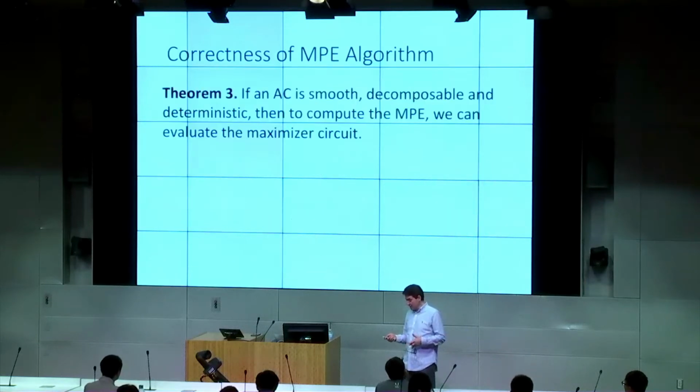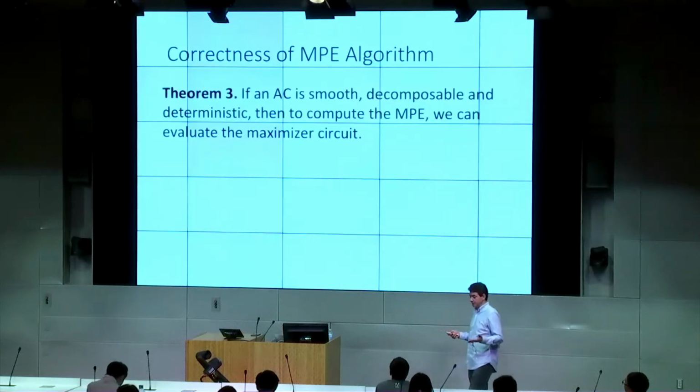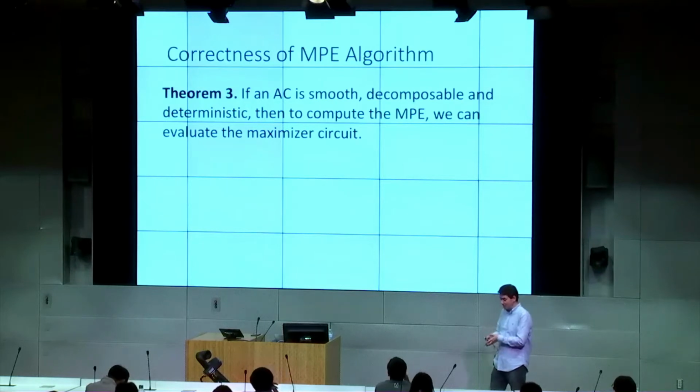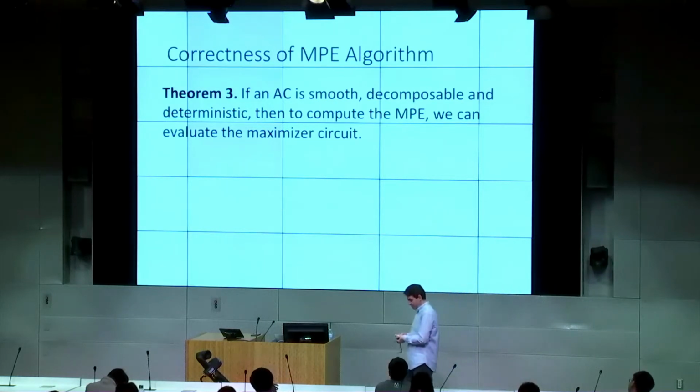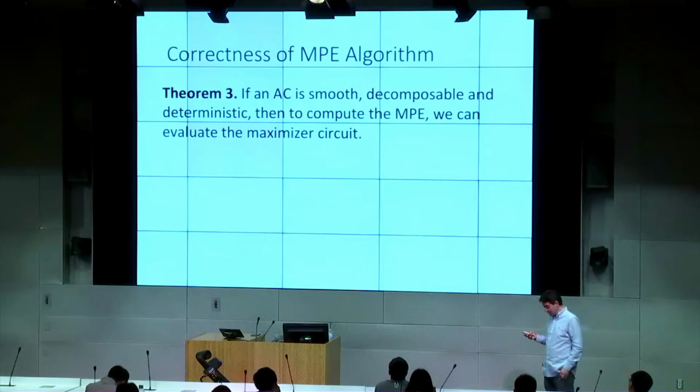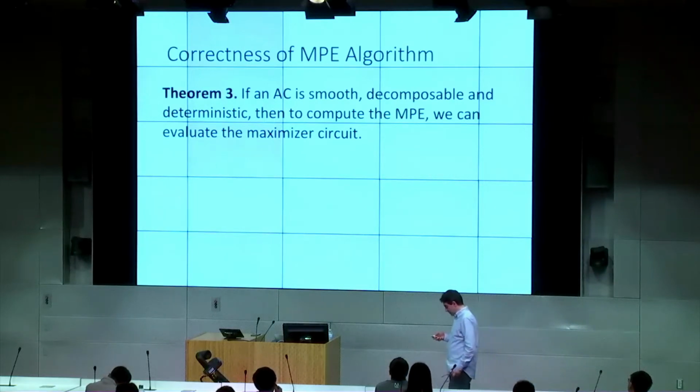And the theorem here is that if we're talking about an arithmetic circuit that computes a factor, and if it happens to be also smooth, decomposable, and deterministic, then it can be used to compute the MPE by evaluating the maximizer circuit that we described. That is where you replace addition nodes by maximization nodes.